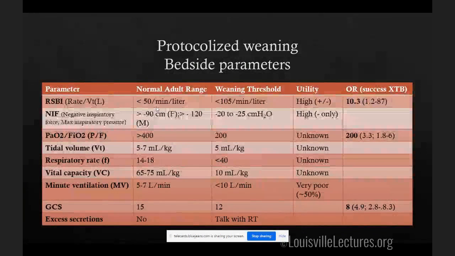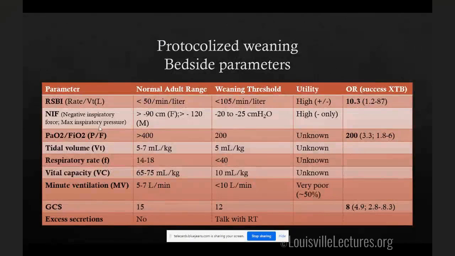So if you're breathing at 12 breaths a minute with a tidal volume of 500, that's an RSBI of 24. We're asking them to breathe a little bit better than 4 times that. So we really are giving them quite a bit of leg room to get off the vent. And that odds ratio is 10.